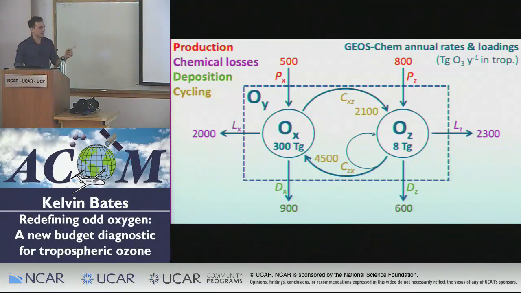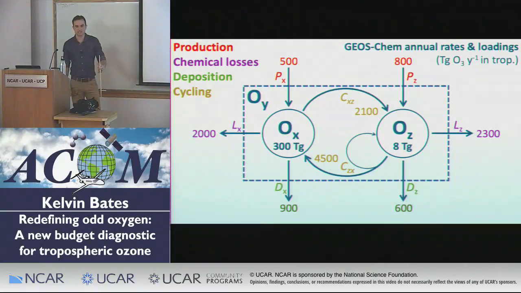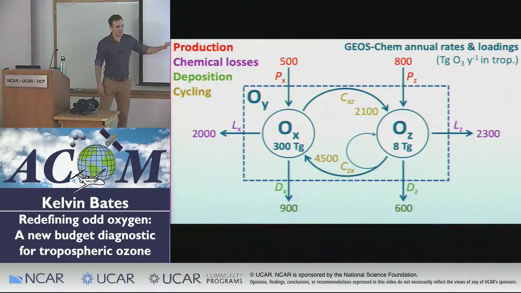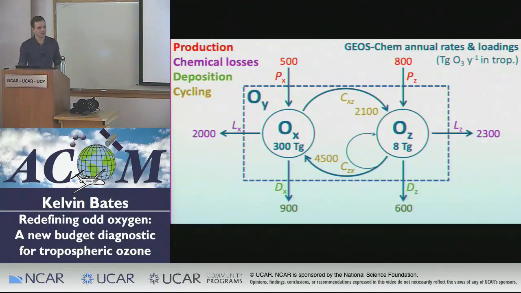And then you can also see that the absolute loading of the OZ family is substantially smaller, which is nice because one convenient thing about using OX in past budgets is that it can be pretty much considered to be equivalent of the loading of ozone. This is about 98 or 99% ozone. And so even when you include the whole OY family, you're still 95 or 96% ozone, right?